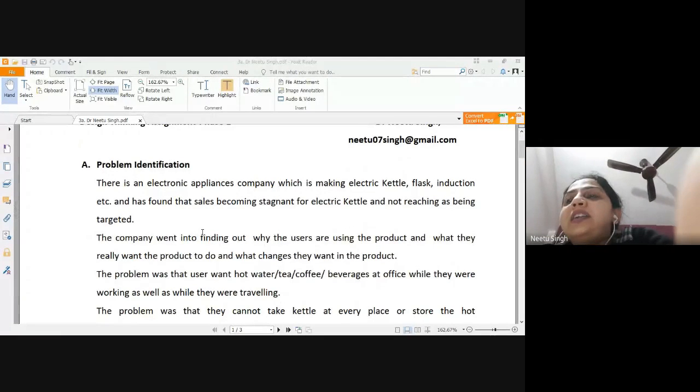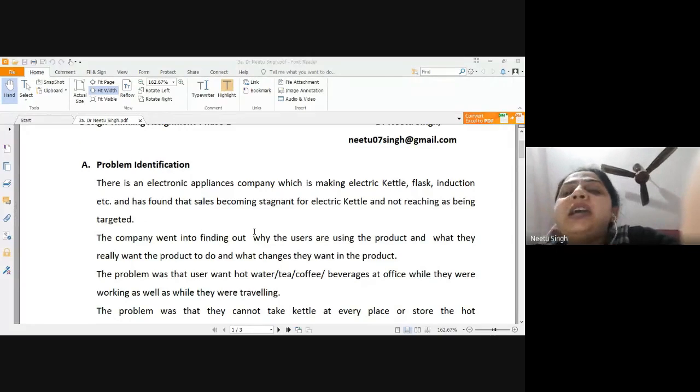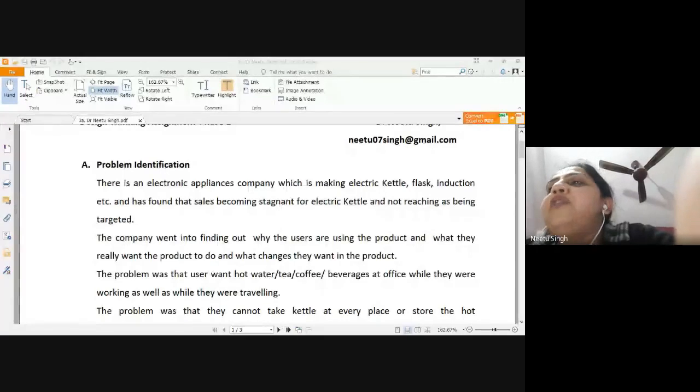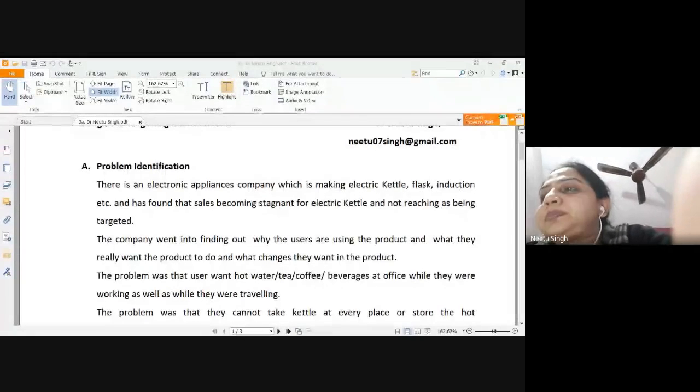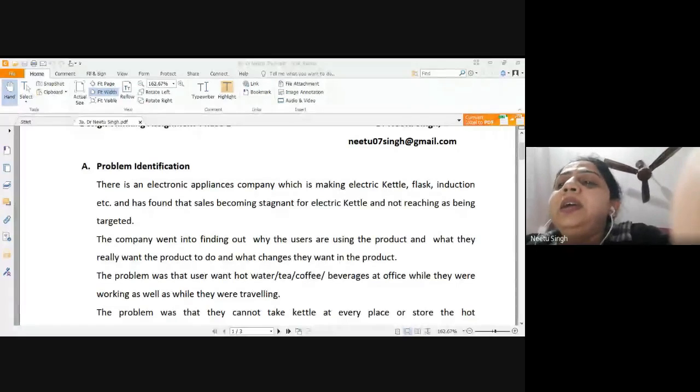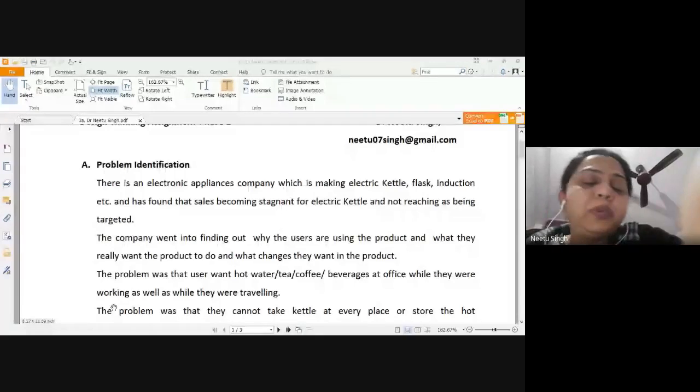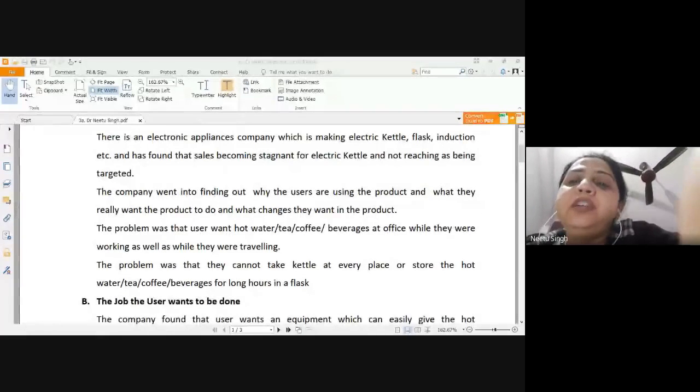This is the problem identification. The industry which I have taken is electronic appliances, making electric kettles and all the electric appliances related to the kitchen, like induction-type electronic goods. The problem related to this is that most of us are now in a working phase, and also traveling, and it also depends upon the season that we are in. Especially on my side, we are living in a winter season.